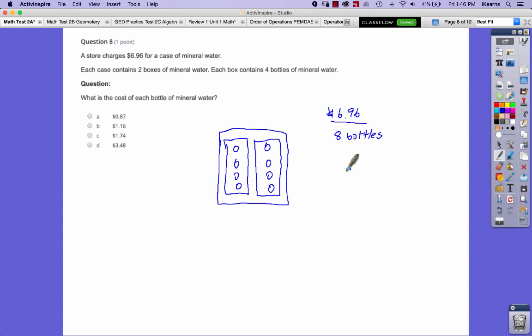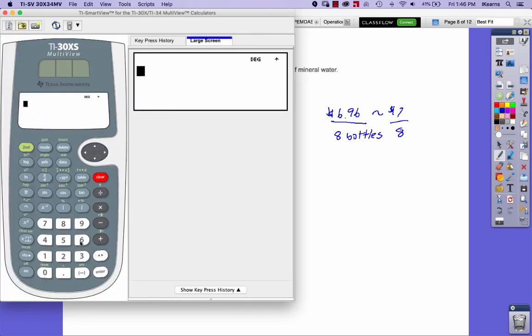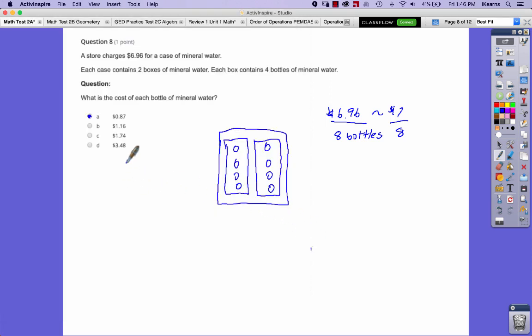Alright, so let's just say you don't have a calculator. Hopefully, if you simplify this, this is roughly $7. So hopefully you can see 7 over 8 is not quite 1. So the only answer that really is going to work is A. If you do have a calculator, let's just do that. You would do 6.96 divided by 8, and that's going to be 87 cents. So that is the answer.